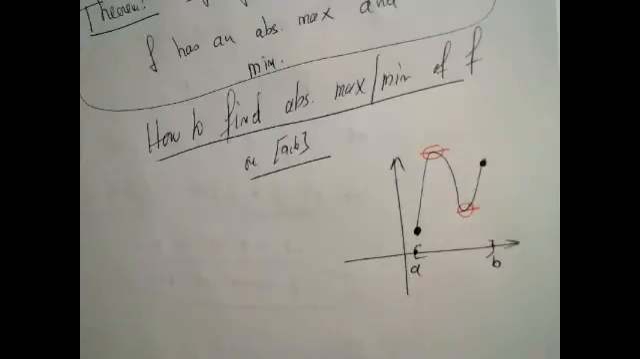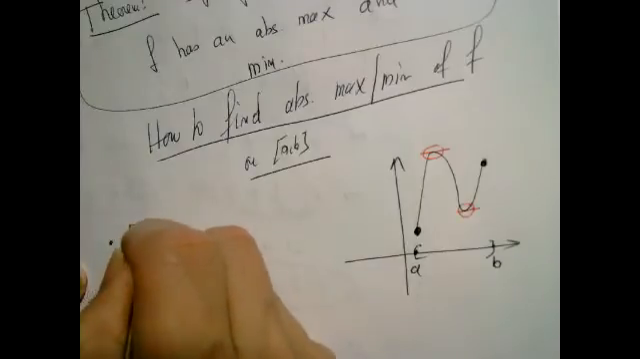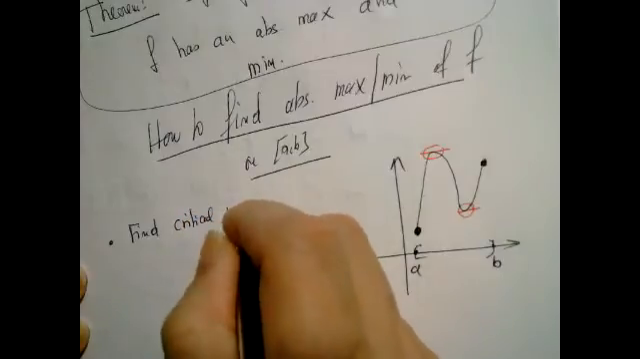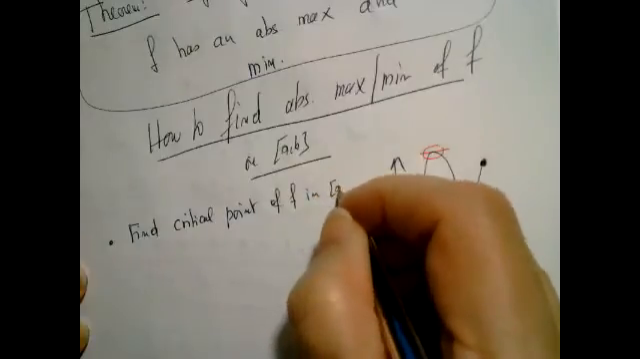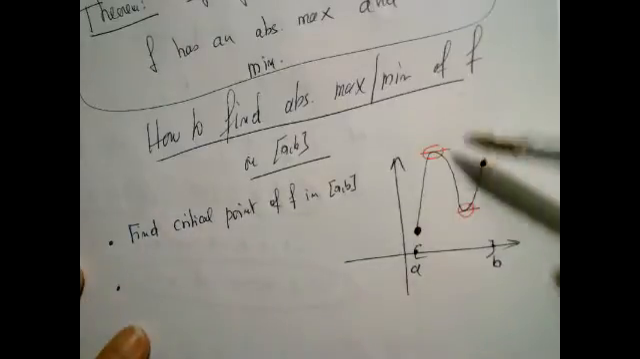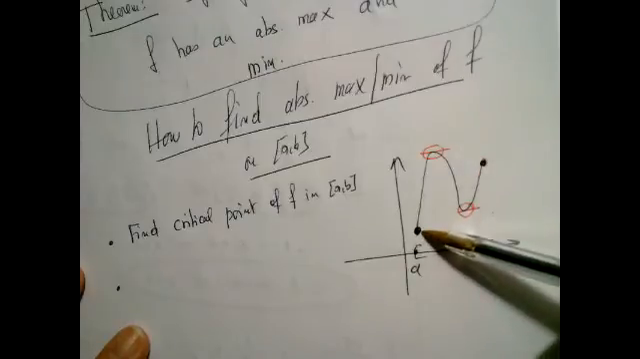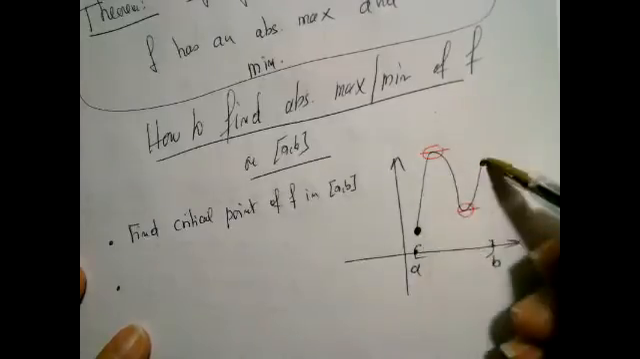So how are we going to find it? To find it, we're going to do the following. First, we find the critical points of f in the interval AB. These are what I am interested in. I don't care about what happens outside my interval. So that's going to be the first step. Okay, so I find those critical points. Then I'm going to evaluate the function itself at the critical points and at the end points.